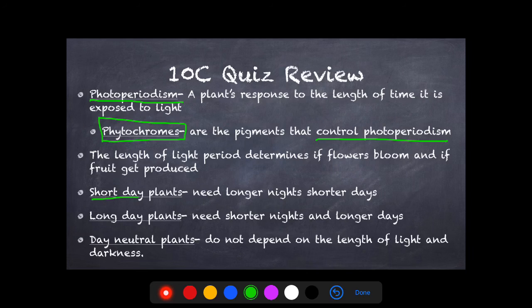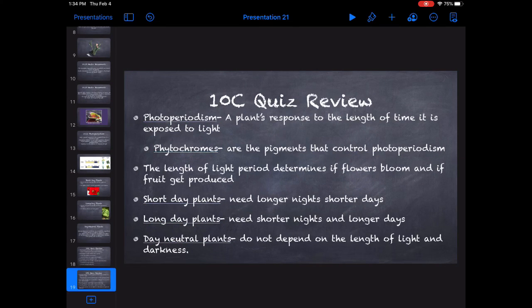So the plants that prefer more night than day are called short day plants because they like to have shorter days, longer nights. And then the plants that like to have longer days, so more sunlight, they are called long day plants. And then we also have ones that are kind of in between called the day neutral plants. They don't really care how much light you get during the day or the night or how much darkness you get at night. They can pretty much bloom whenever they want to.